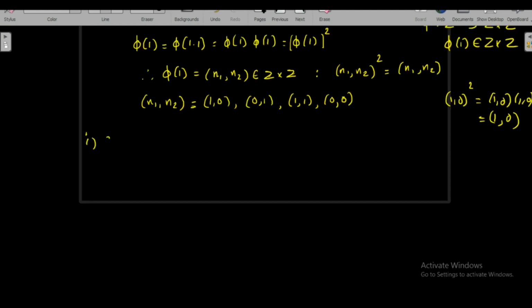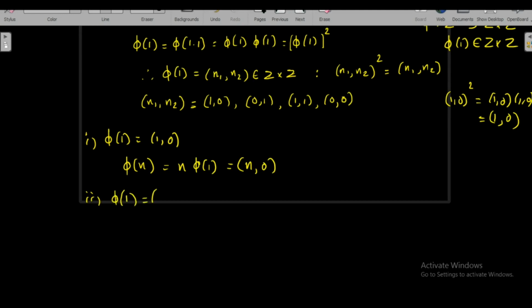Now the first case is φ(1) equal to (1,0). So what will be φ(n)? It's equal to n times φ(1). That is n times (1,0), that's equal to (n,0). And the second possibility is φ(1) equal to (0,1). Then φ(n) becomes n times φ(1), that is (0,n). The third case is φ(1) equal to (1,1), in which case φ(n) is equal to (n,n).